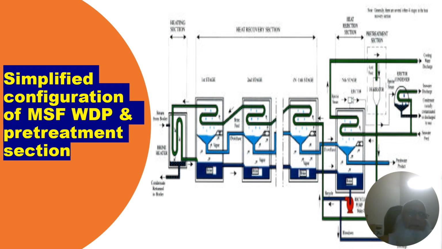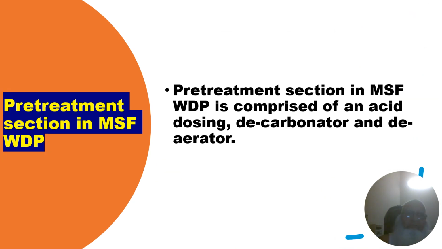This slide shows a simplified configuration of MSF WDP and pre-treatment section. This configuration is self-explanatory, and you can just look at it from where the feed comes in and where the product goes out and where the brine is discarded. Pretreatment section in MSFWDP is comprised of an acid dosing, decarbonator, and deaerator.